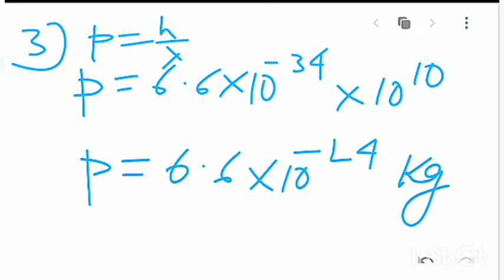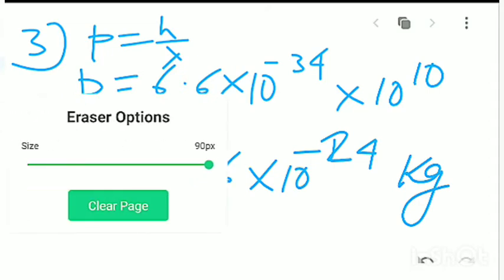So this is how we solve the numericals in the chapter for calculation of wavelengths if the momentum is given, or vice versa. Let's solve one more numerical from here, the question number 6.